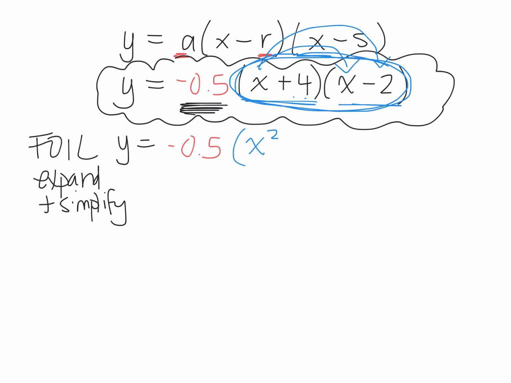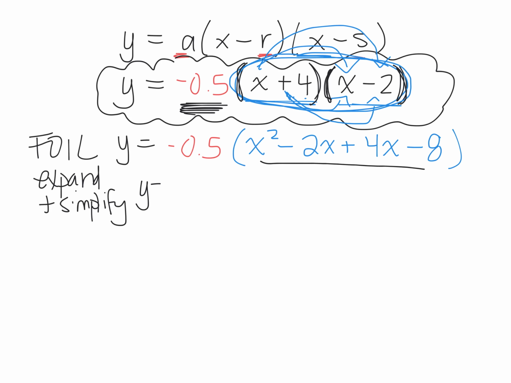Then I'm going to multiply x times negative 2. What's x times negative 2? Negative 2x. Multiplying the inside, so 4 times x is what? Positive 4x. And then the last term, positive 4 times negative 2 equals negative 8. Okay, so that's the first step. We're leaving the a value right now. We're expanding and simplifying the two brackets. Can I simplify this? Which terms are like terms? Negative 2x and 4x. What's negative 2x plus 4x? Positive 2x. And then we have minus 8.